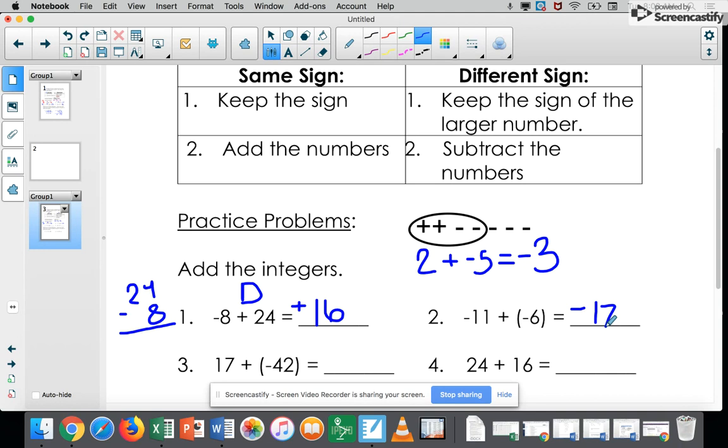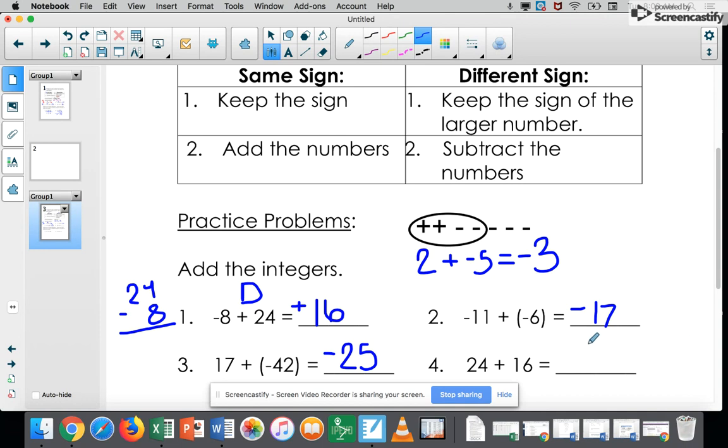Number 3, I've got 17 plus negative 42. These are different signs, so I have to follow my different sign rules. I keep the sign of the larger number. I have 17 and 42. 42 is larger, so I'm going to be negative. Then I subtract my two numbers. 42 minus 17 is 25. So my answer is negative 25.